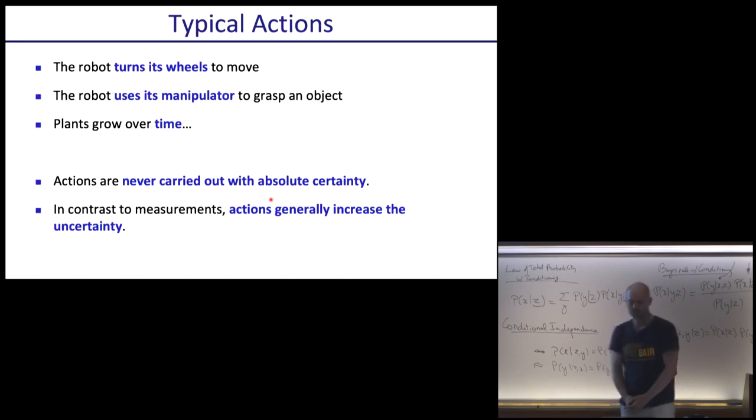So typical actions: the robot turns its wheels to move. The robot uses a manipulator to grasp an object. A plant grows over time and takes up more space. Actions are never carried out with absolute certainty. So in contrast to measurements, actions generally increase the uncertainty. Typically, measurements reduce the uncertainty in your distribution. Then an action gets taken, which introduces new uncertainty, and the distribution becomes higher variance.